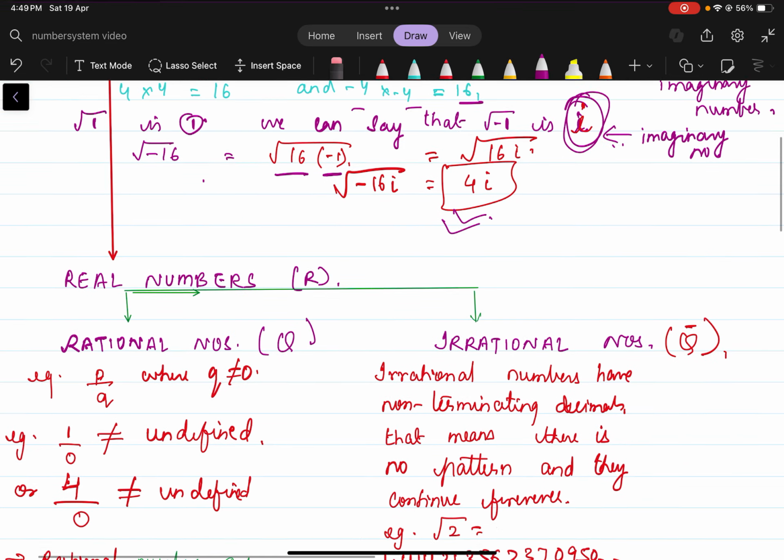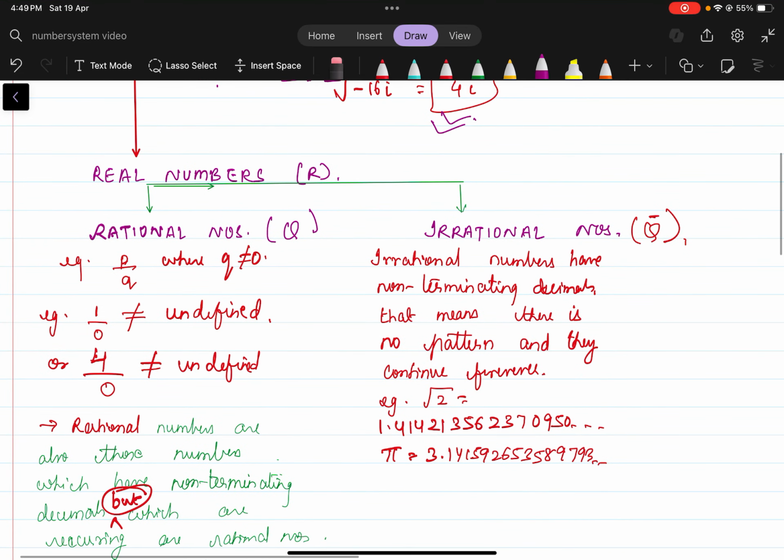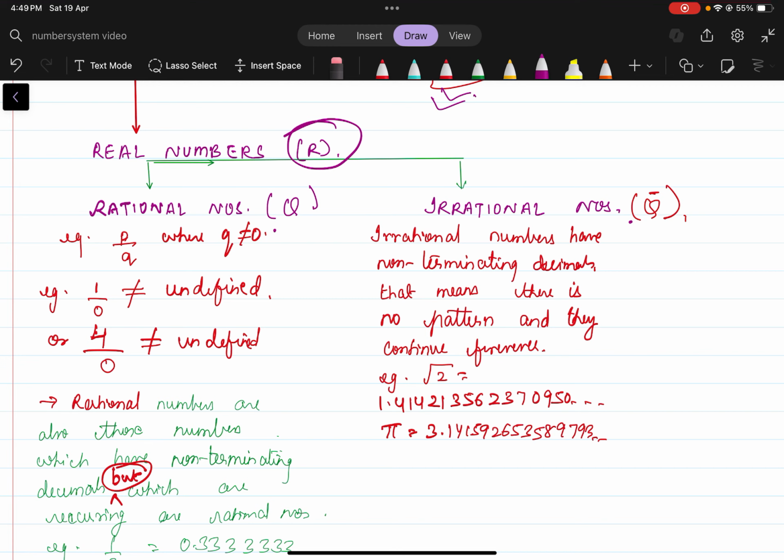Let's look at real numbers. Real numbers are represented by the symbol R, and they are divided into rational numbers and irrational numbers. Rational numbers are denoted by p by q, where q does not equal 0. It is simply understood. You cannot get 1 mark out of 0 marks. That is undefined. It can be 8 by 0, 9 by 0. These are all undefined.